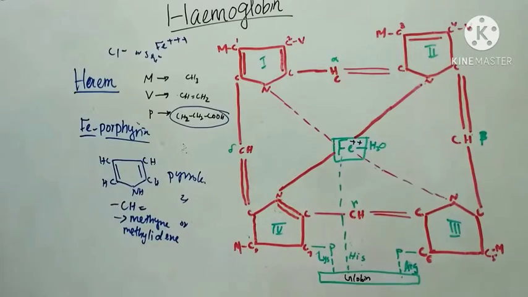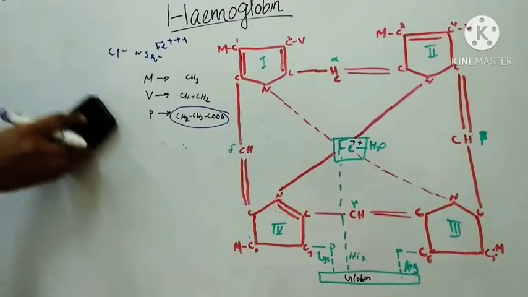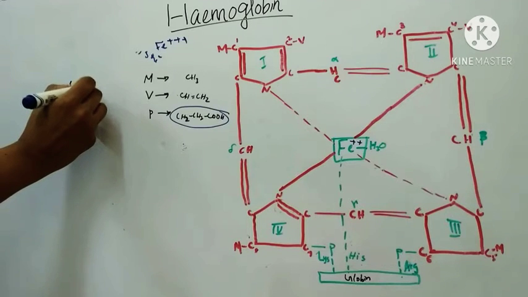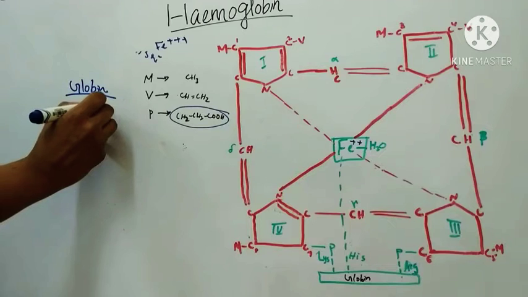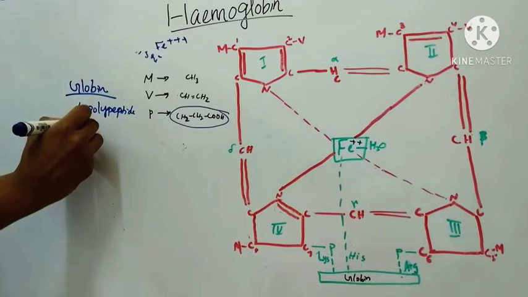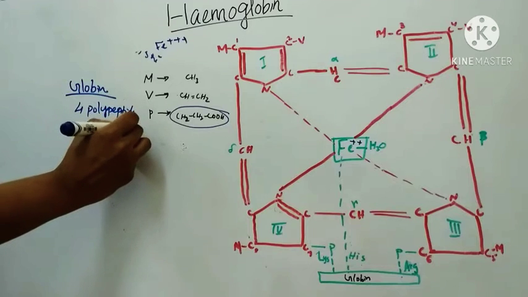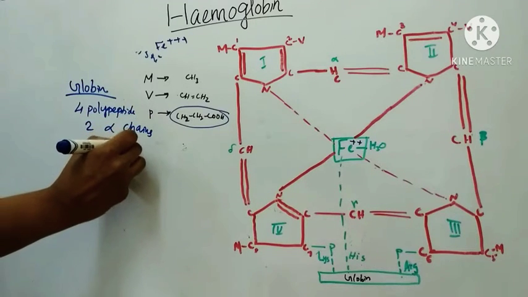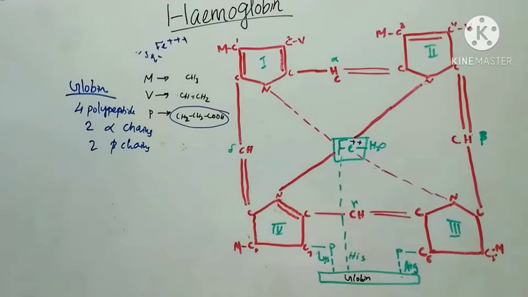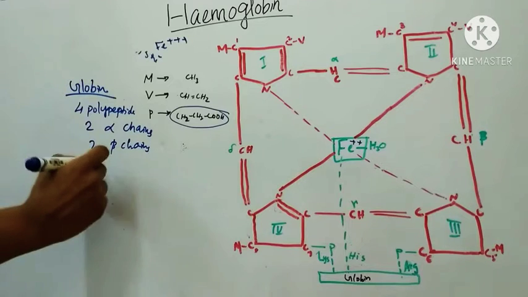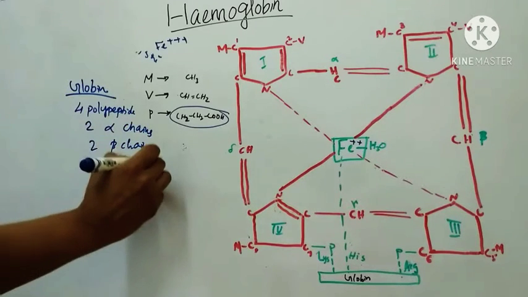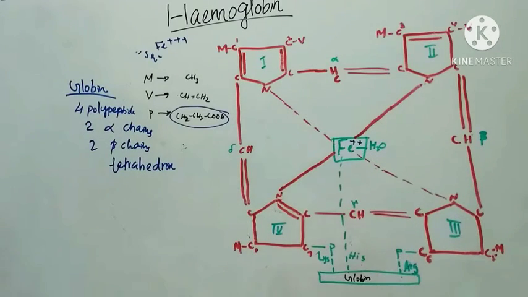Coming to globin, it is the protein part of hemoglobin. It is composed of 4 polypeptide chains, that is 2 identical alpha chains and 2 identical beta chains. So, 4 polypeptide chains in this protein part, that is globin. These are arranged as a tetrahedron.